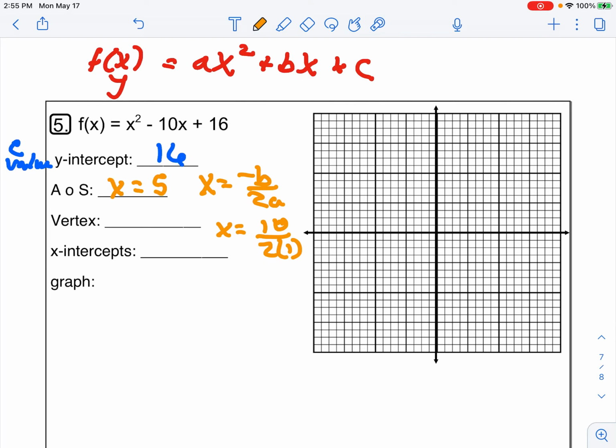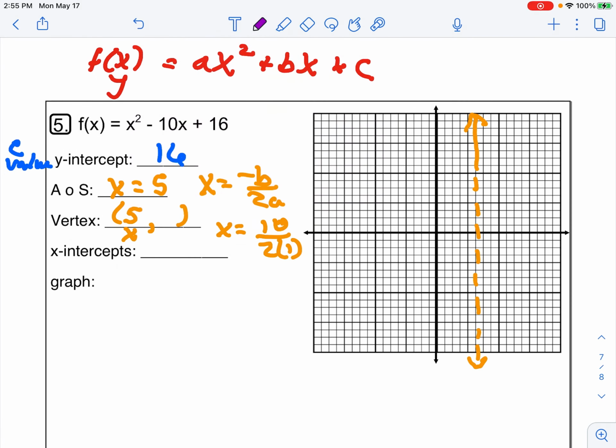You do need that x equals part. So my axis of symmetry is x equals 5. It's a line that goes through the x-axis at 5, okay? And so my vertex is on that line. So the x value of my vertex is the same x as my axis of symmetry.